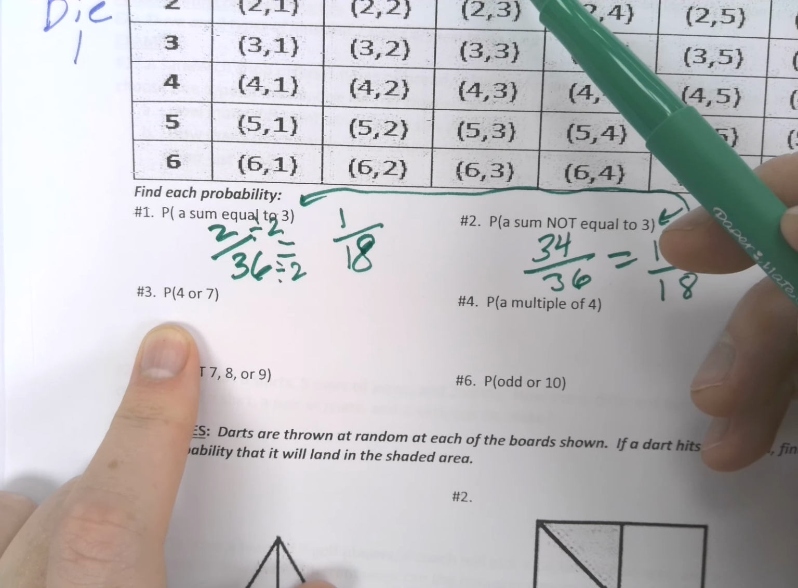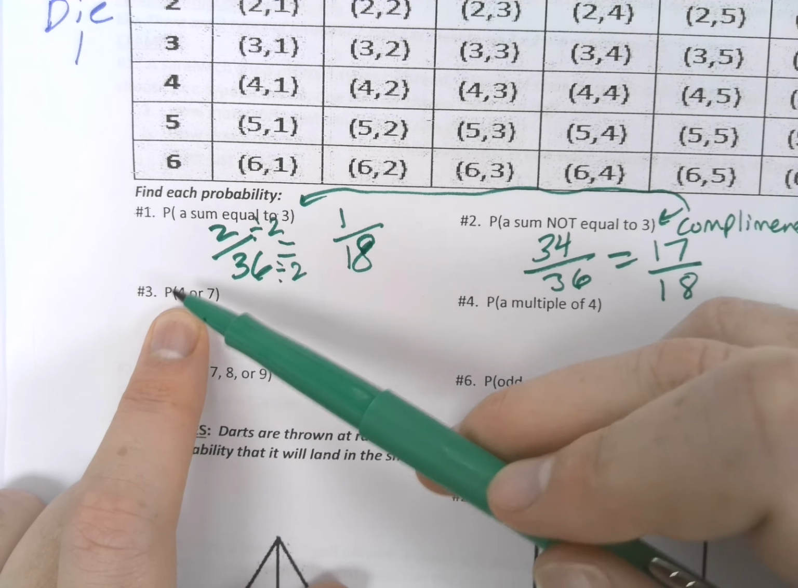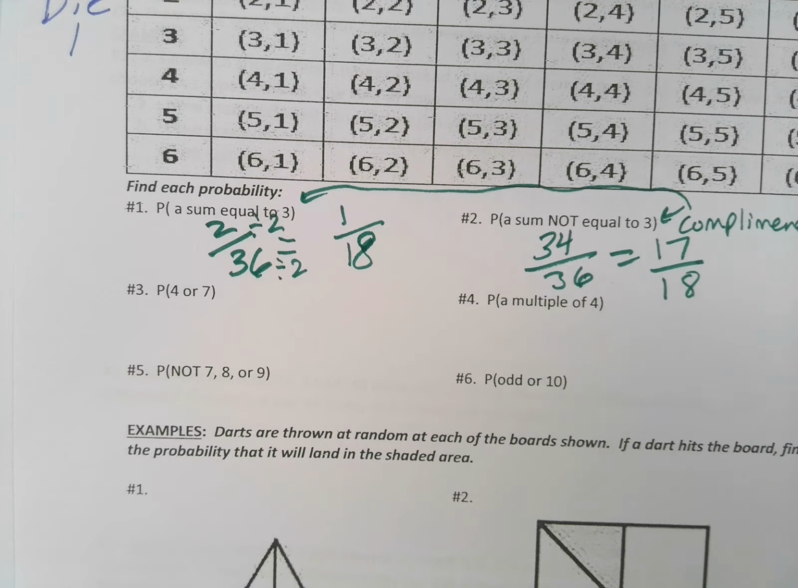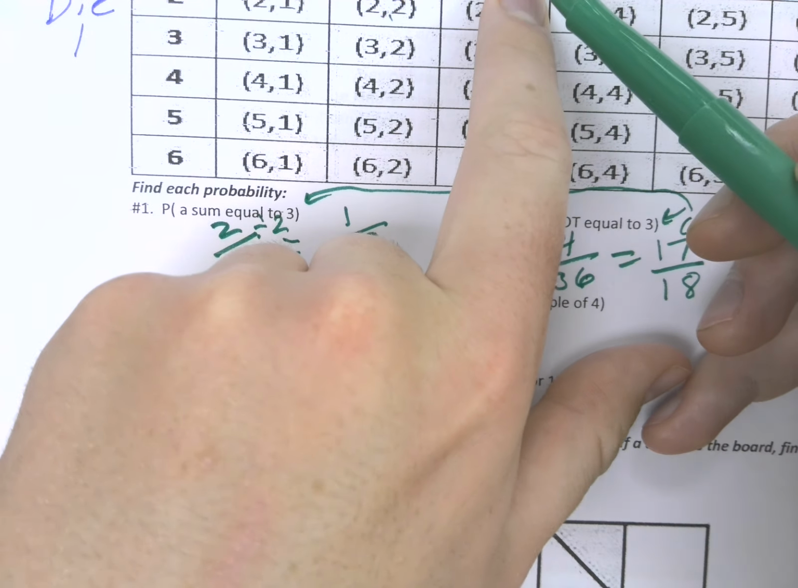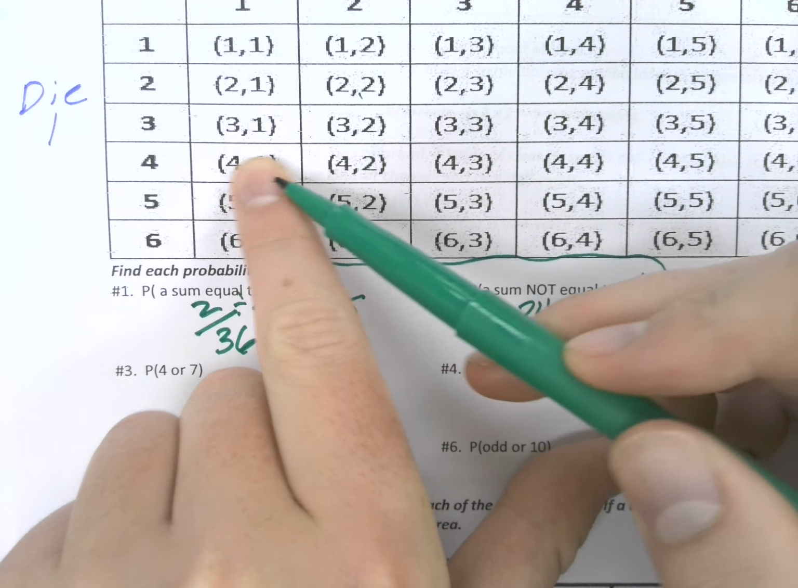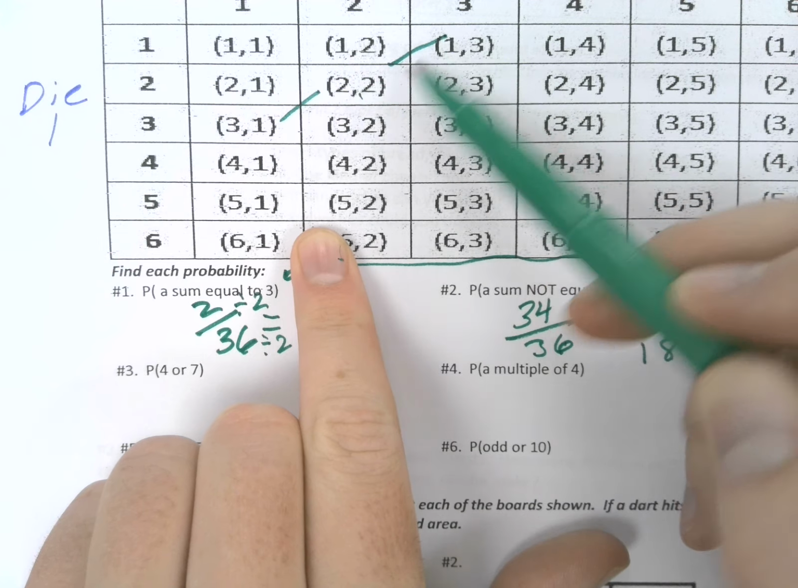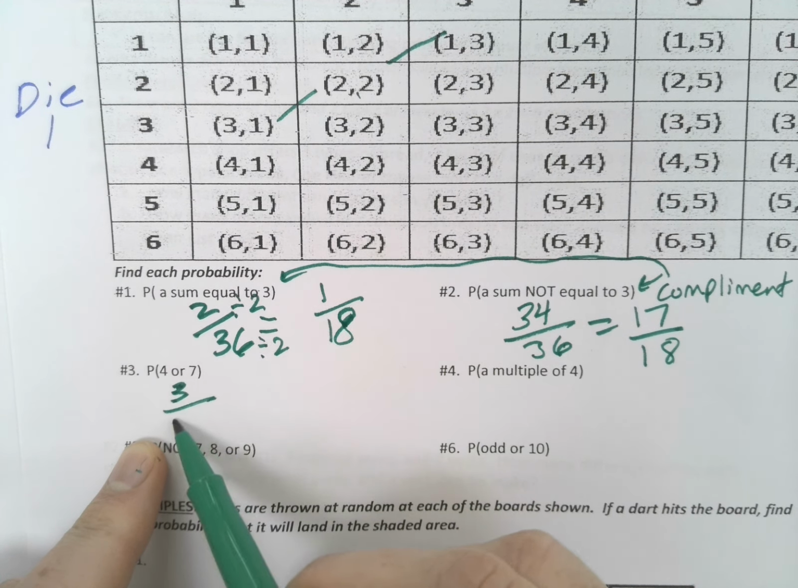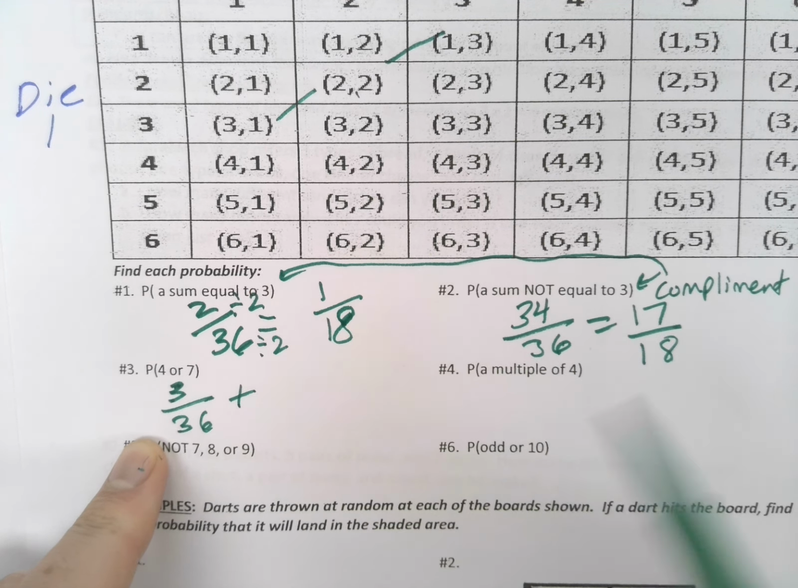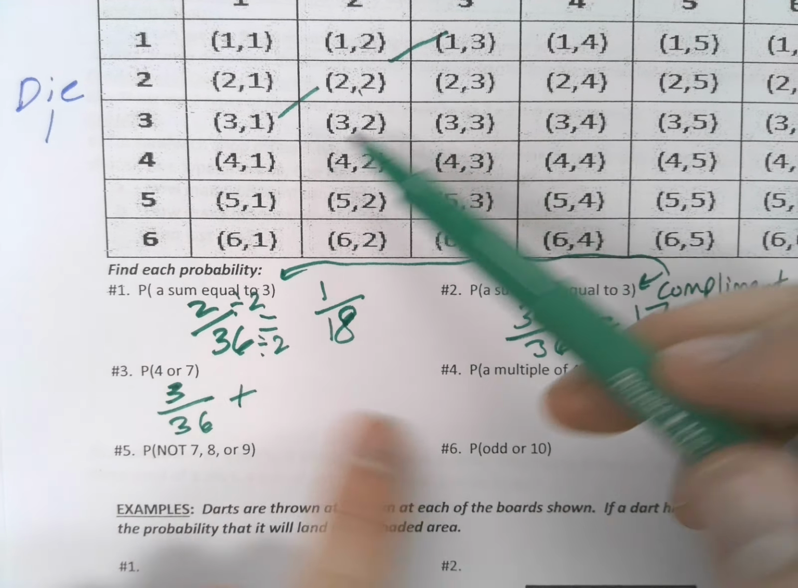It actually goes diagonally. If you're trying to see how many things add up to be 4, check it out. 3 and 1 is 4. 2 and 2 is 4. 1 and 3 is 4. See how that goes diagonally? So that is 3 out of 36 plus, how about 7?